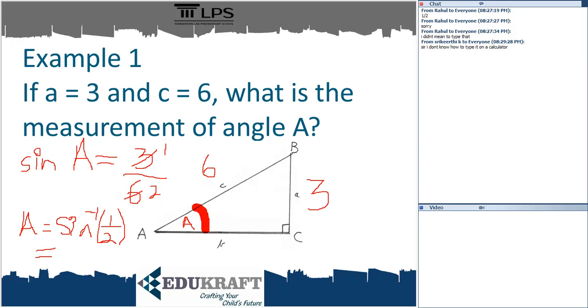Okay, I think students have a difficulty there. I will try to explain that. Yeah, 30 is correct. Rahul is right. 30 is the answer. But I'll try to help the students out by showing how this can be calculated on a scientific calculator.